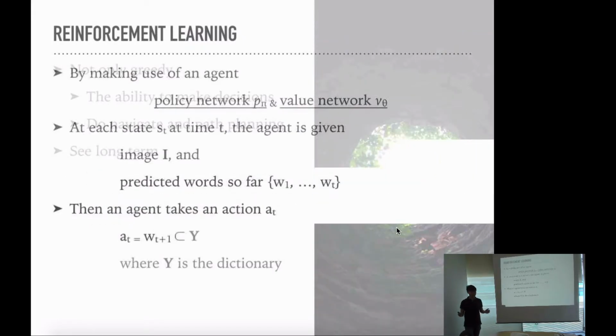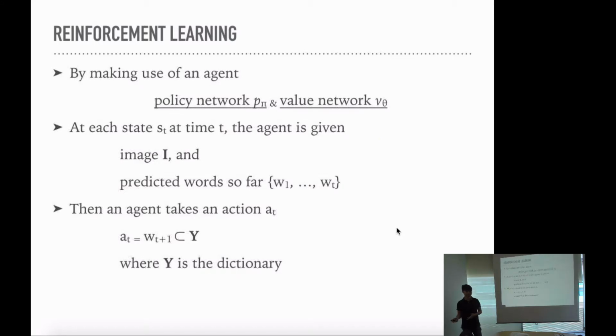We make use of an agent, a policy network, and a value network. At each stage in time t, the agent is given the image and the predicted words so far. Let's say in the previous image, some people are running. So maybe I give "some people", and the network has to predict "are", something like that. So that's the state, "some people" and the image. Then the agent takes the action to predict the next word, which is one word from the vocabulary Y.